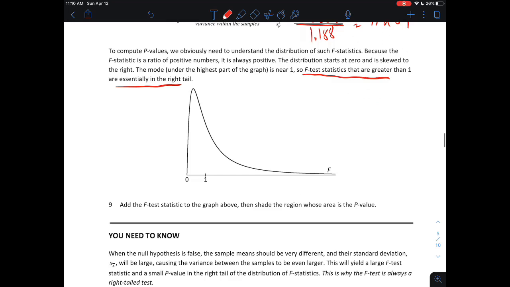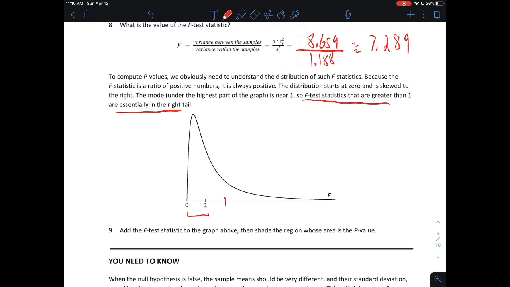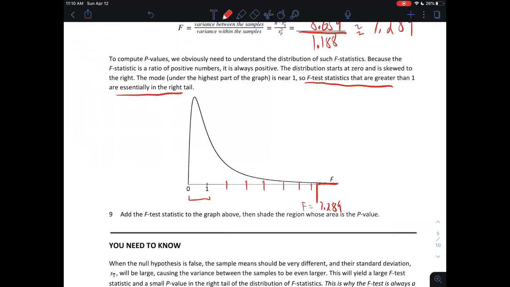Number 9, add the F test statistic to the graph above. Then shade the region whose area is the p-value. If you notice here, there's 0 and 1, which would mean 2, 3, 4, 5, 6, 7. Our test statistic is even a little bit more than 7. So right here we could say there's F equal to 7.289. And if we wanted to shade the p-value, that would just be this little sliver that's under the graph.